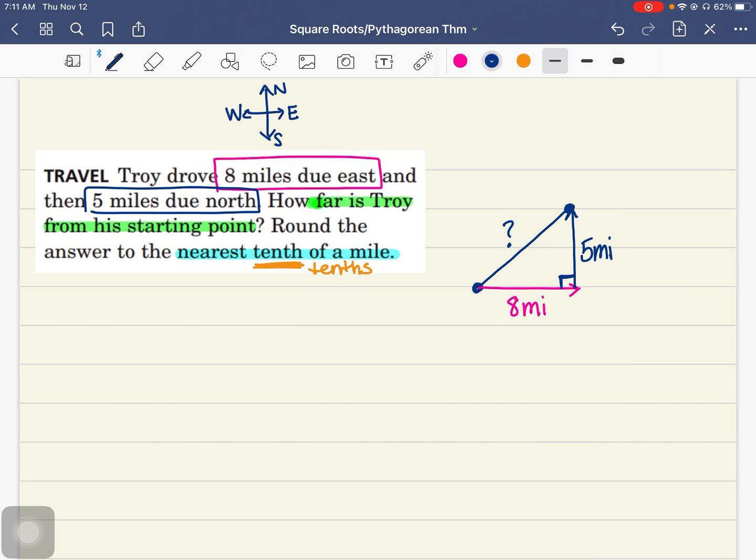All right. So what I want you to do is label your A, B, and C, and then substitute into the equation. Try solving it. Pause it. Try solving. And then when you're done solving, come back, unpause the video, and see if you got it right. Don't forget to round your answer to the nearest tenth of a mile. All right, let's see how you did.